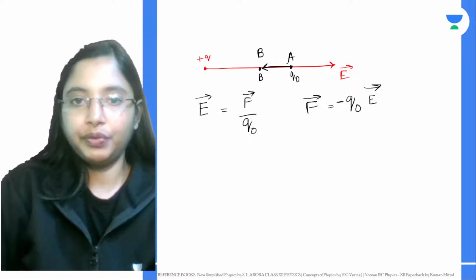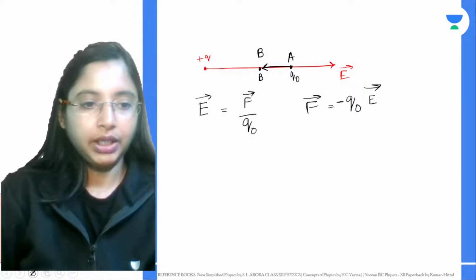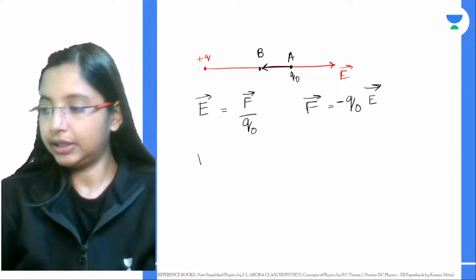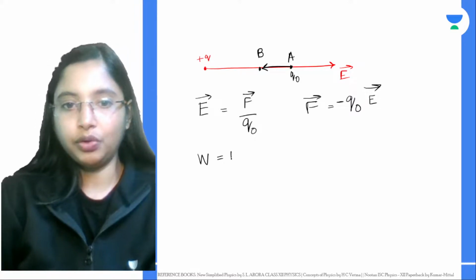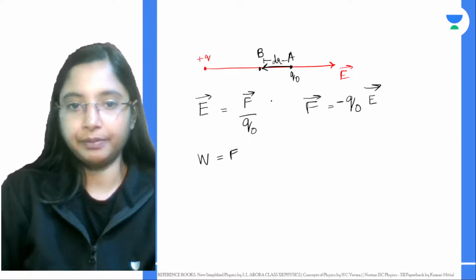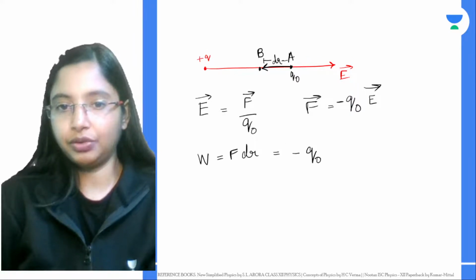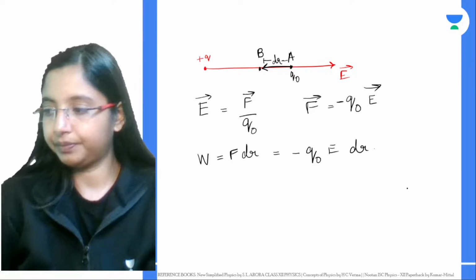So if you want to move it from this point to this point against the electrostatic force, then the work done, we saw many times, is given by force into displacement. What is the force in this case? We are moving against the force, into the displacement. This small, short displacement is dr, and the force over here is minus Q0 E dr.